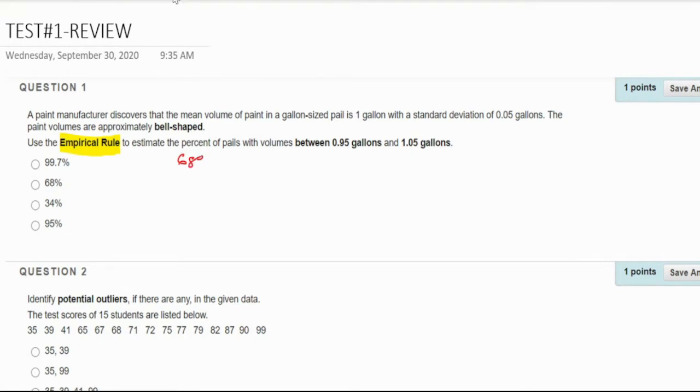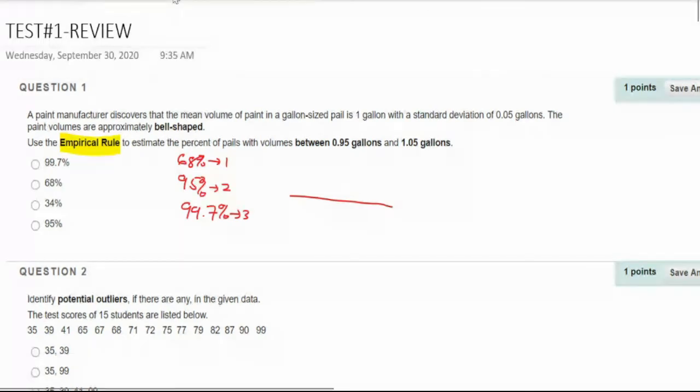68%. What else? Anyone want to help? 68, they are 95% and 99.7%. All right, so it means that we could actually draw the bell curve on this. 68 is for one standard deviation, 95 for two standard deviations, and 99.7 for three standard deviations. So we can draw the bell curve for this.